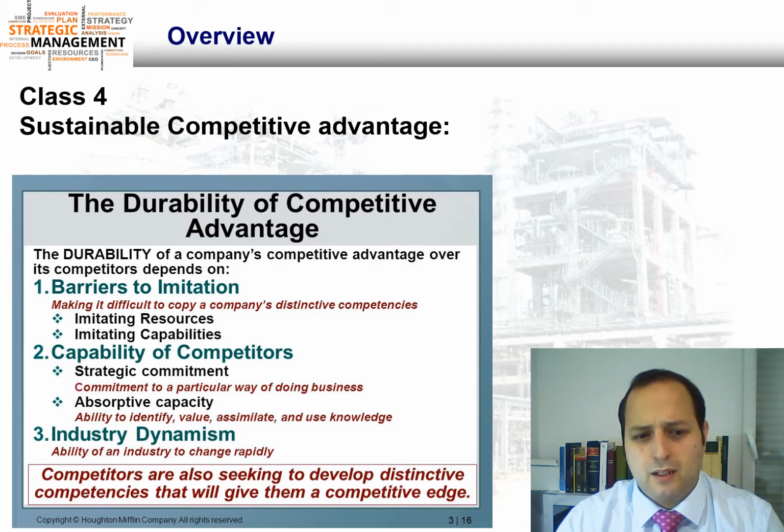And the most important factor, the barriers to imitation. We have to make it difficult to copy our competitive advantage, and a lot of times we can achieve such difficulty because of our distinctive competences. We have to design a process so that we are going to be the only ones able to do such competitive advantage, and therefore we are going to achieve a sustainable competitive advantage, a durable competitive advantage.